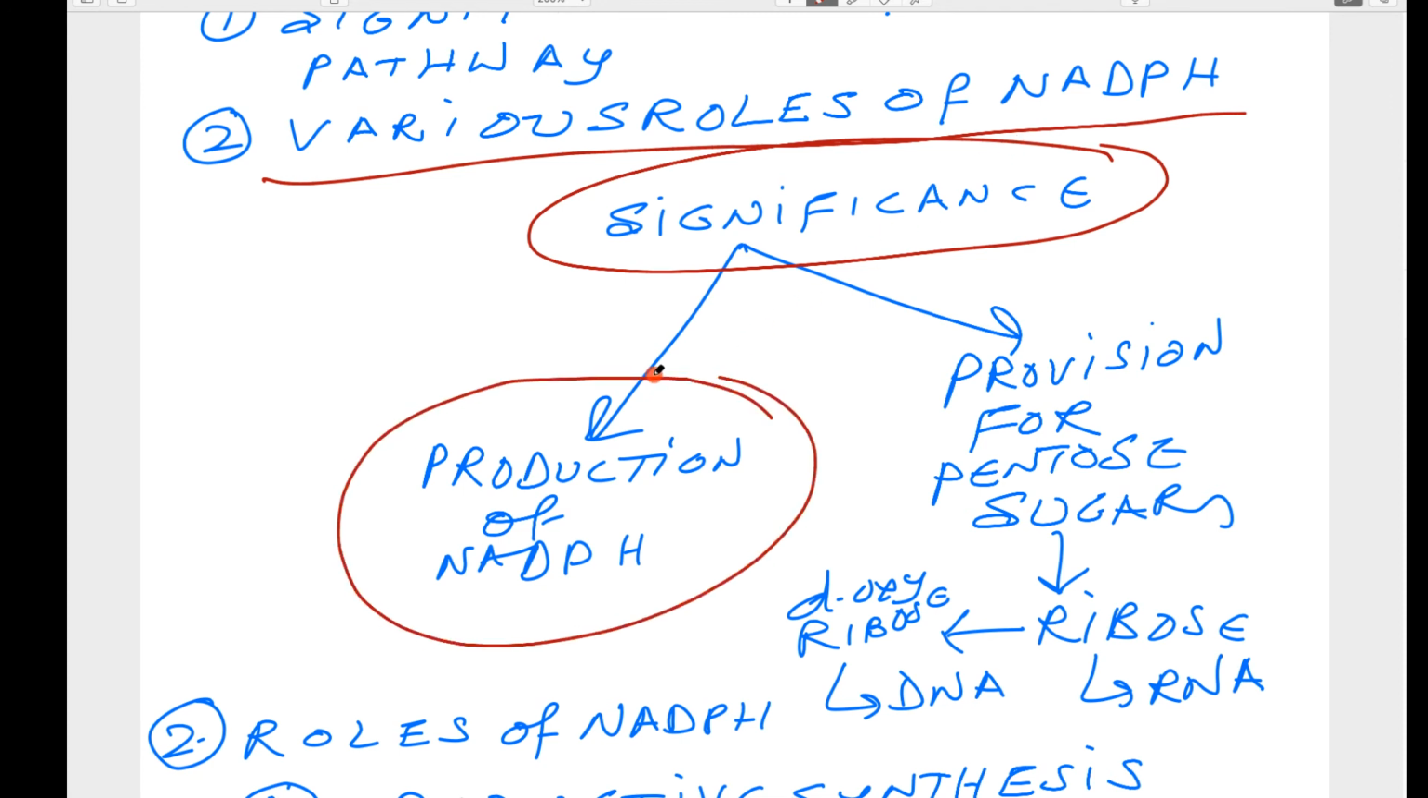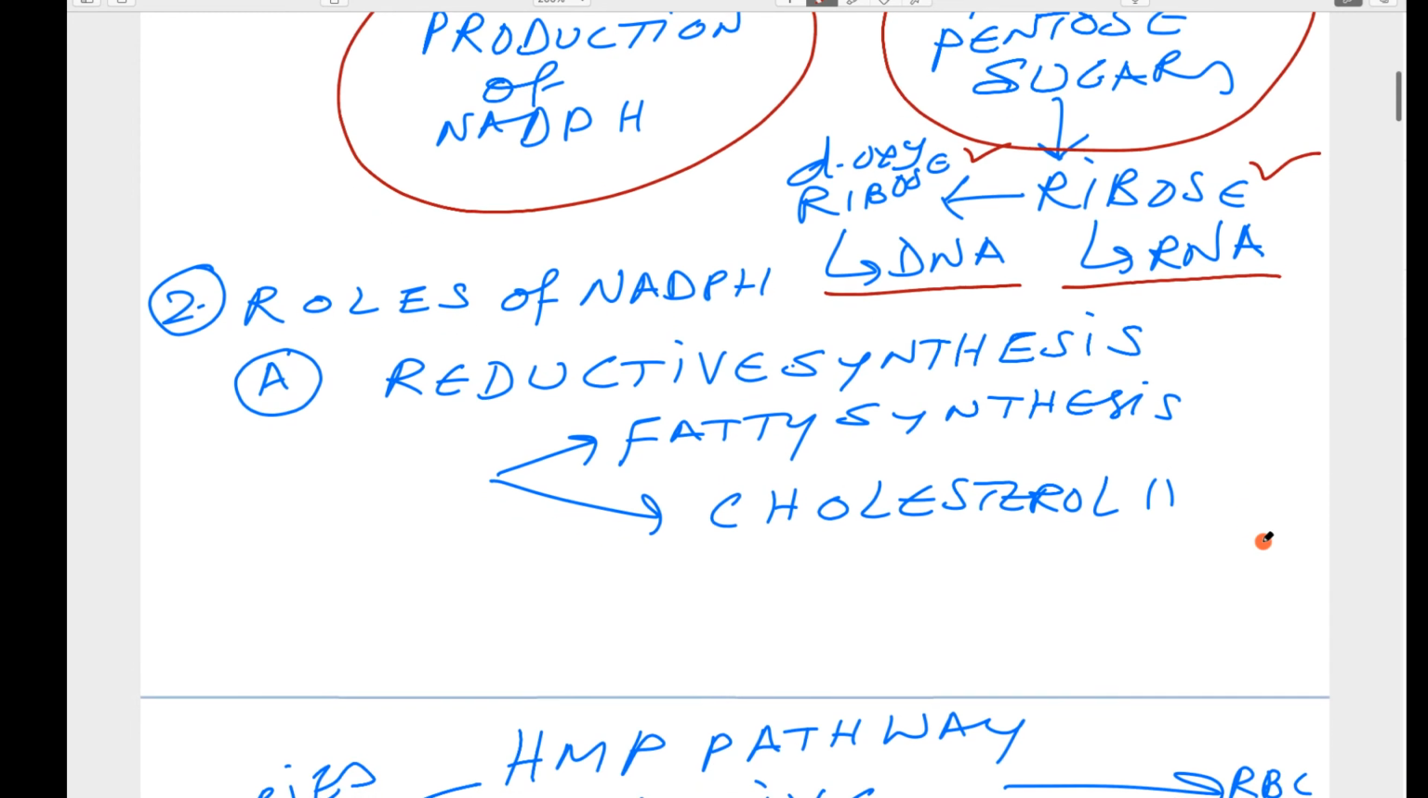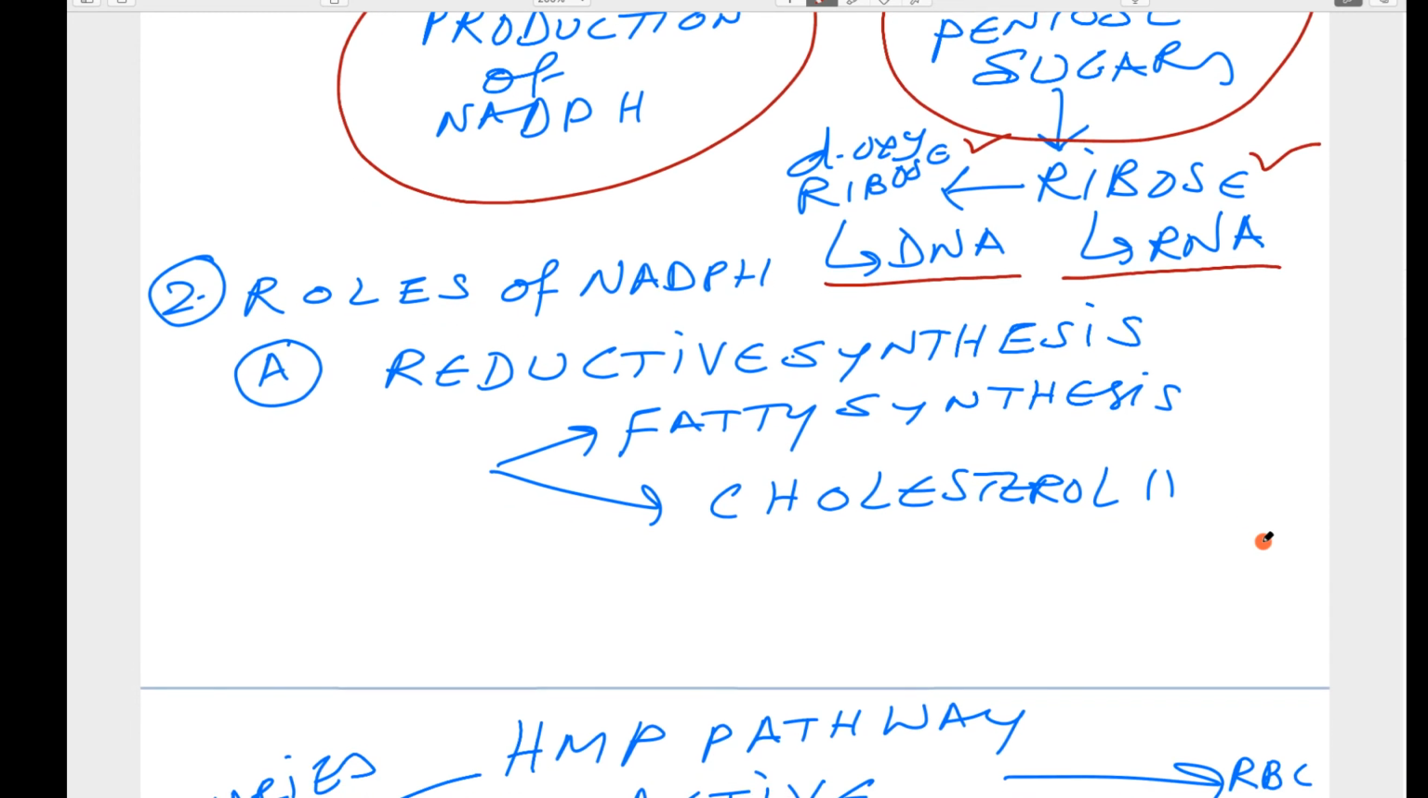I talked about the significance of this pathway. One is production of NADPH and provision of pentose sugars. One of the pentose sugars is ribose. Ribose can be converted to deoxyribose. Deoxyribose is part of DNA, and ribose is part of RNA. That means the pentose phosphate pathway is useful for the synthesis of nucleic acids.